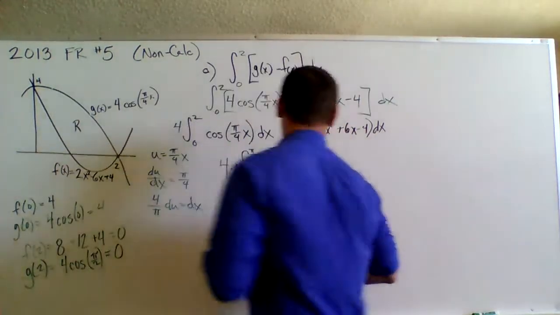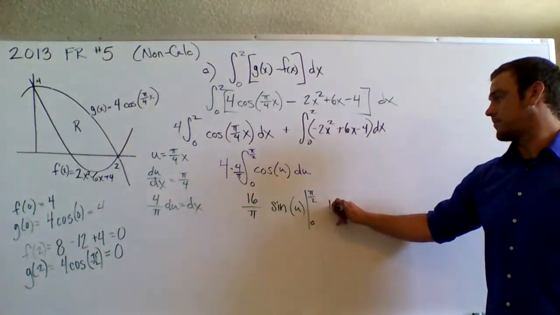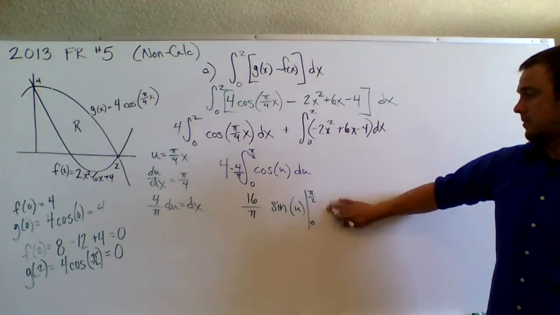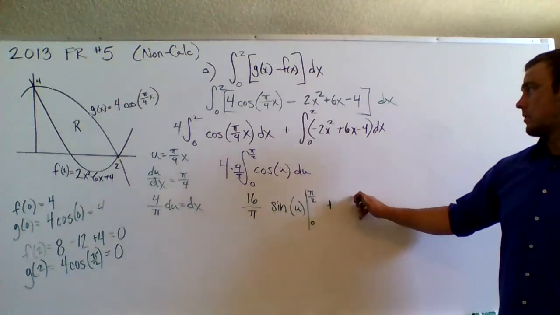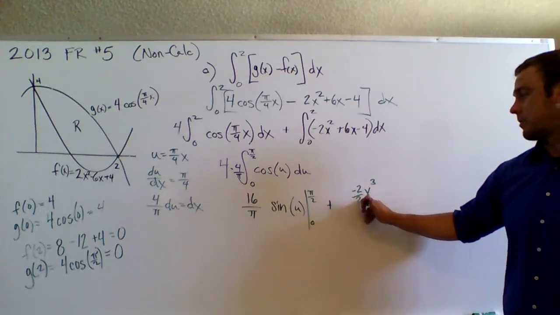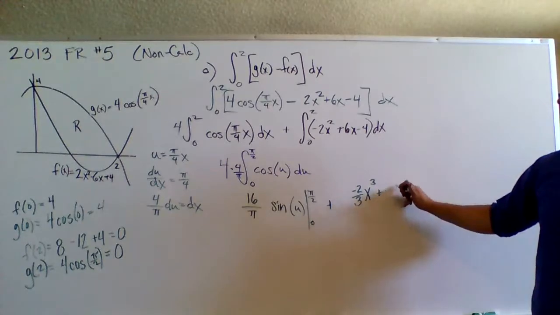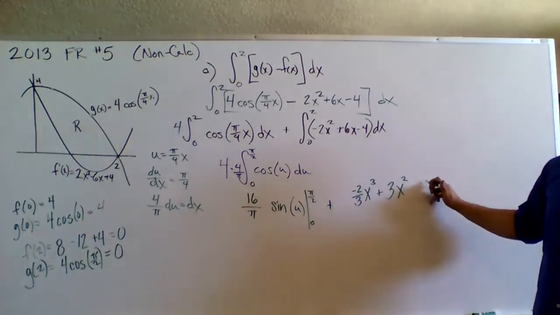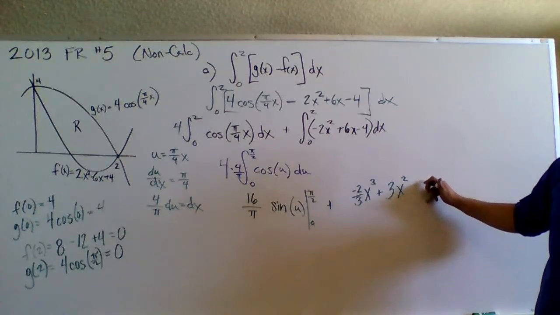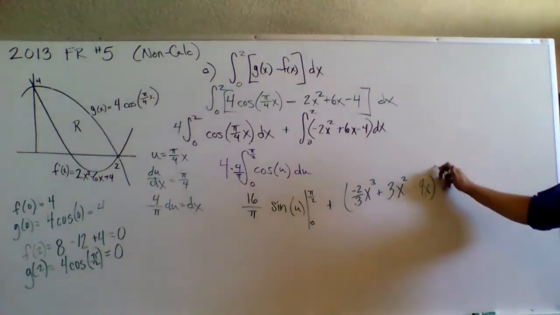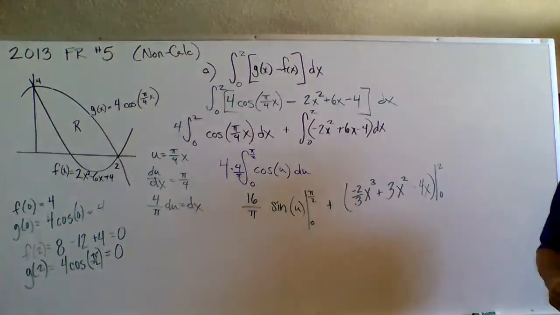And then let's do all this. So we get plus, actually this is going to be a negative for my first one. So we get x to the third. This is going to be a negative 2 over 3. Add 1 to my exponents, divide by my new exponents. Okay, this is going to be evaluated from 0 to 2.